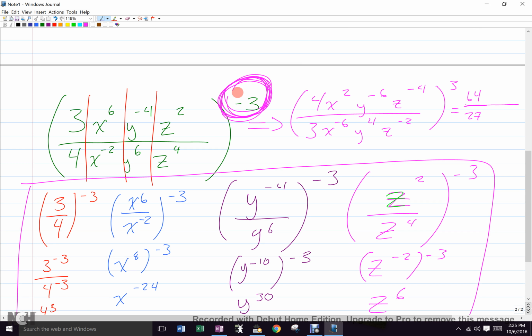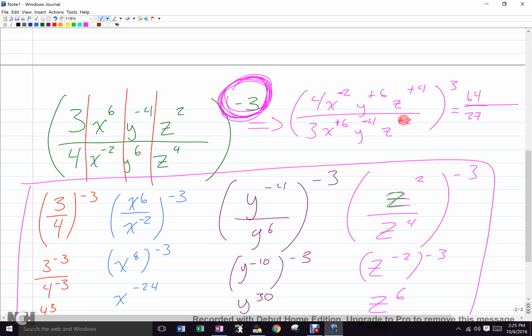Okay? Yes. So in that method, this should have stayed negative. This should have stayed positive. This should have stayed positive. This should have stayed negative. This should have stayed positive. This should have stayed positive.